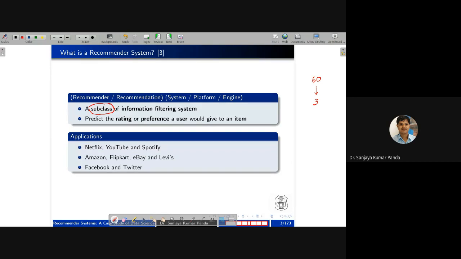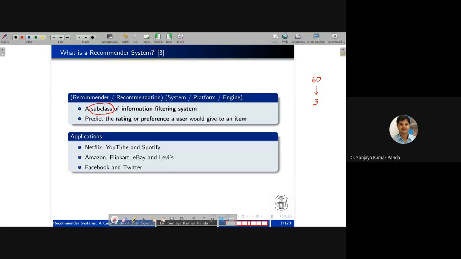Now, you may ask me a question here: if the class contains 60 different students, how have you selected 3 students out of the 60? There should be some kind of filtering system, right? One way is that I randomly ask 3 different students to give feedback. So for a particular user, based upon what the user likes and dislikes, you have to apply some information filtering system.